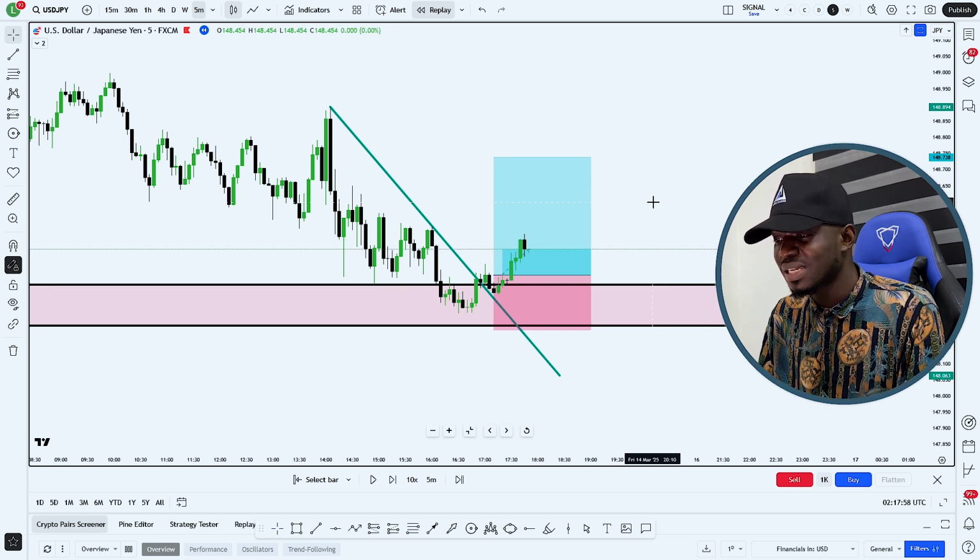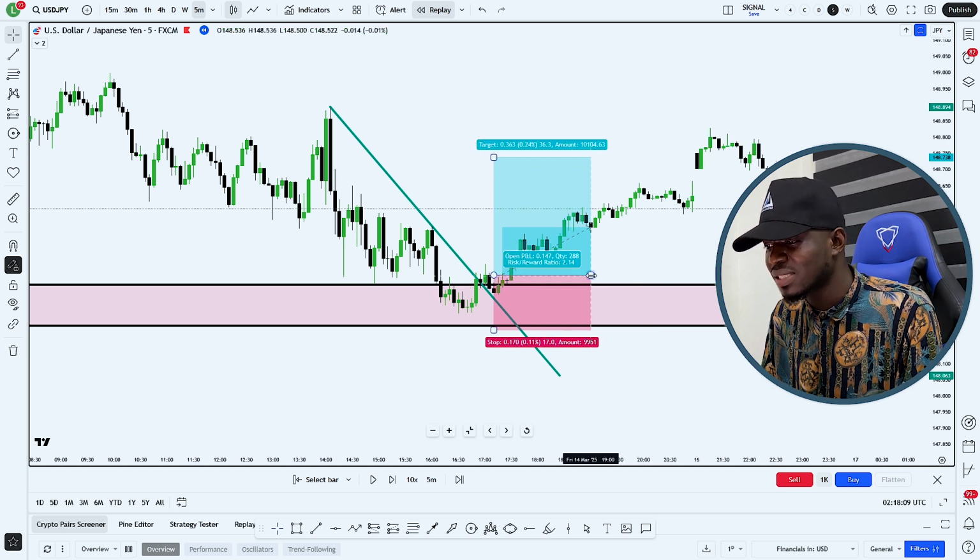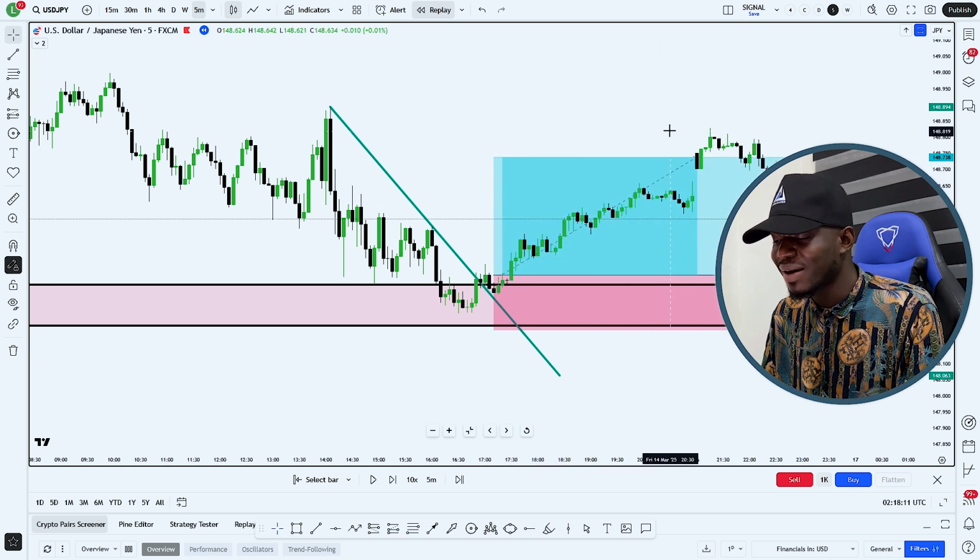So let's keep on playing the candlestick to see what the price action is going to do. At the moment, price is approaching our take profit zone. Then finally, price smashed our take profit to the upper side.